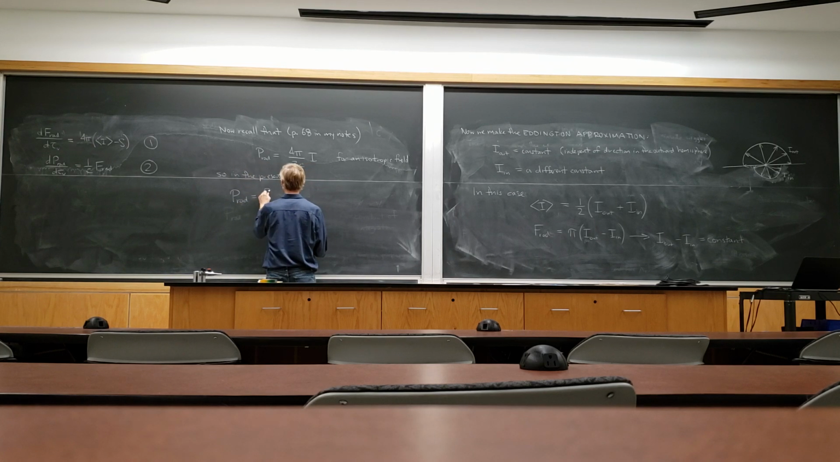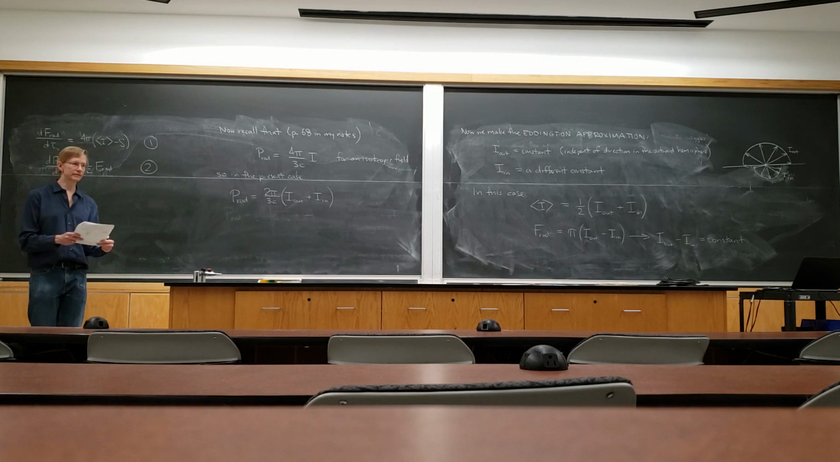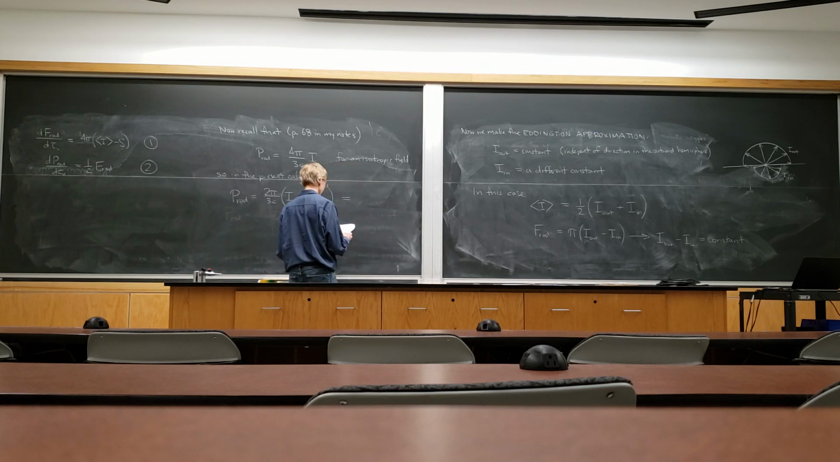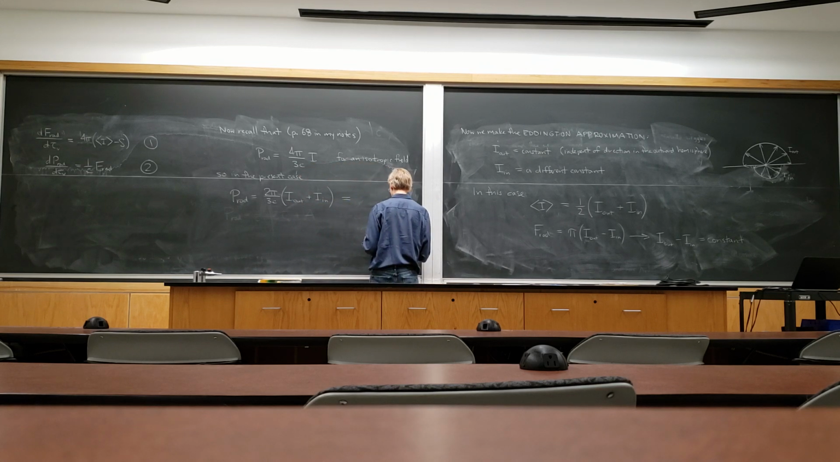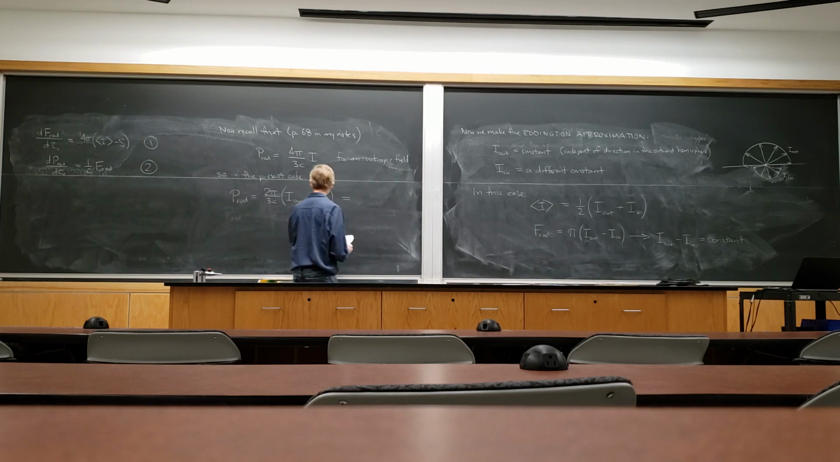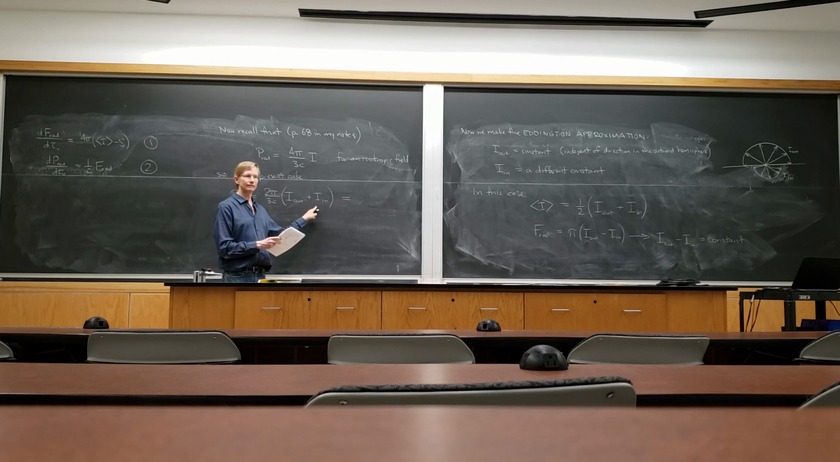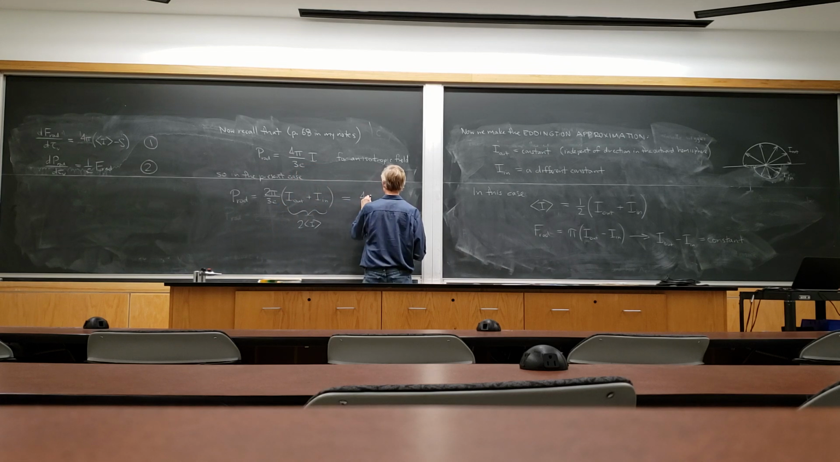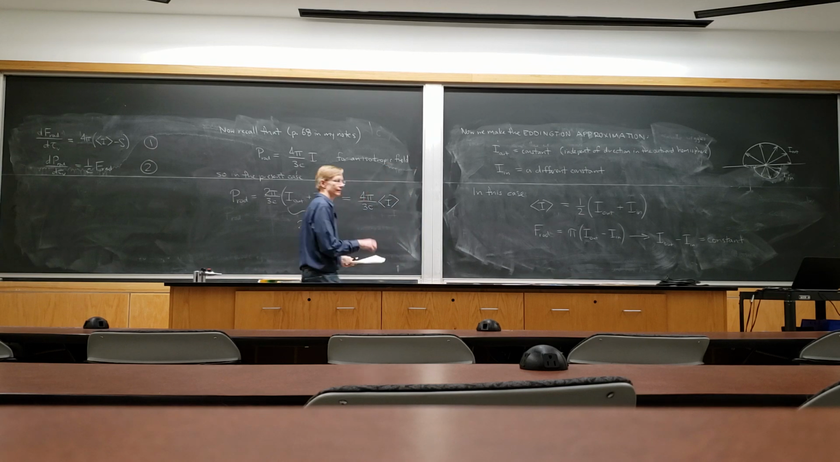In the present case, P-rad will be 2 pi over 3c times I out plus I in, because each of them is giving a contribution of 2 pi over 3c I to the radiative pressure. And since I out plus I in is twice the mean intensity, that means the radiative pressure is 4 pi over 3c times the mean intensity.